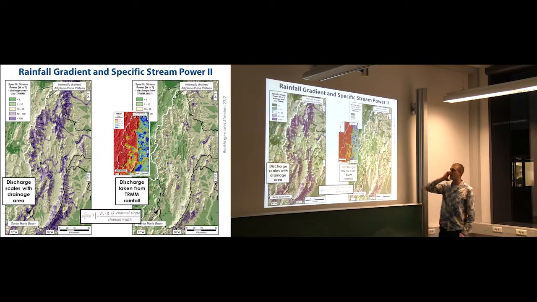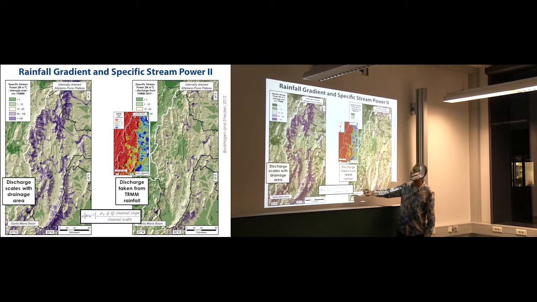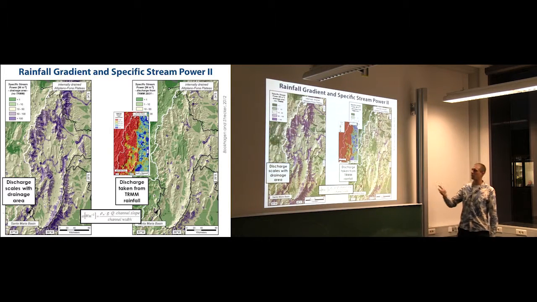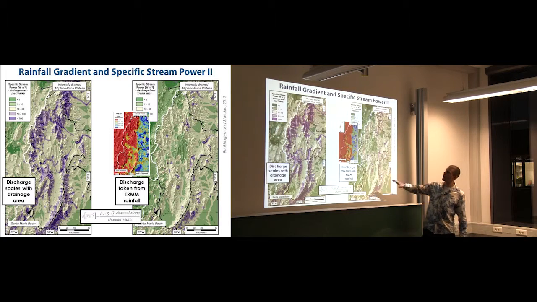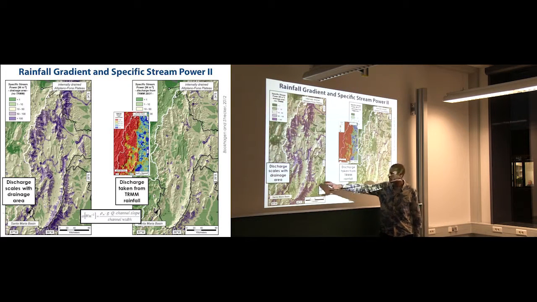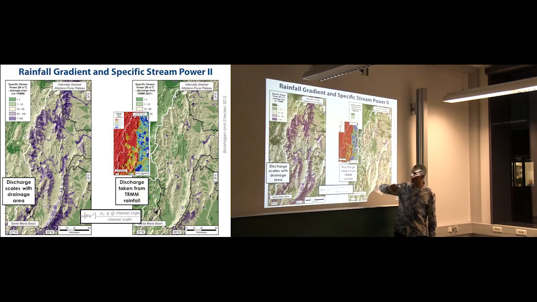So channel width is another modulator that allows you to distinguish between regions where the river is wider and is allowed to spread out versus regions where you have a gorge-like feature. So what I'm showing here is two models of the specific stream power.